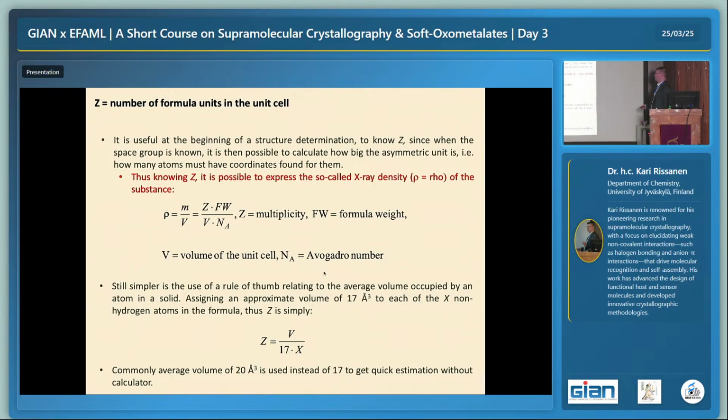But there is an even simpler rule, because you can also assume that the atoms take a certain space. And the idea is that an approximation for a light atom structure is 17 cubic angstroms per non-hydrogen atom. You can calculate the volume divided by 17 times X, where X is the number of your atoms there. Then you can get the Z. The other way around, if you know the volume and you know the Z, you can estimate how many atoms you have.